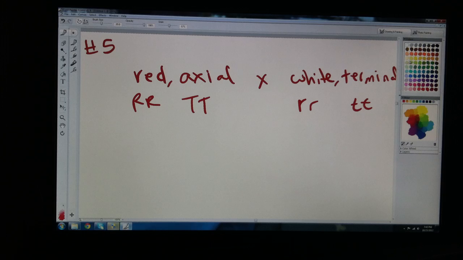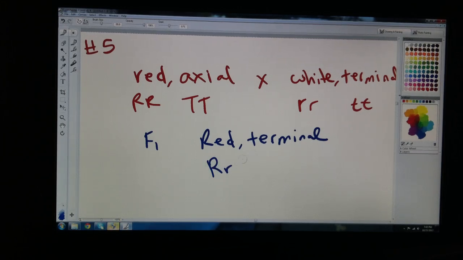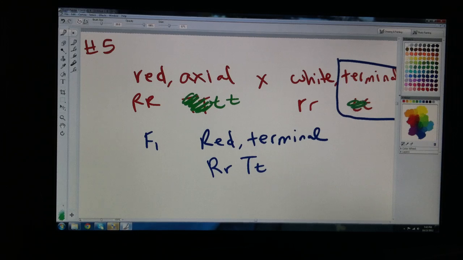However, when we see the F1 generation, it tells us they are all red and terminal. So they're heterozygous for both traits. So here's our red, and then our terminal would also be heterozygous. But does that match what we would guess up here? No. So in this example, in reality, the axial flowers are homozygous recessive, and the terminal flowers are homozygous dominant.